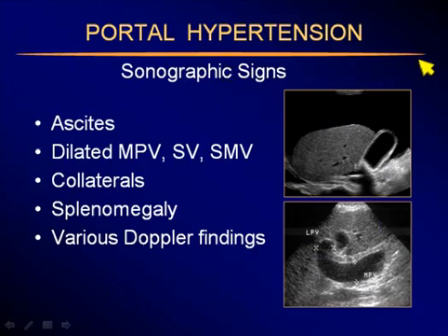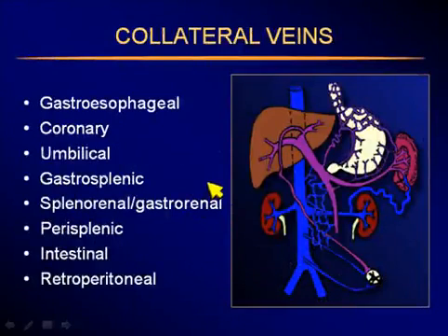The ultrasound findings of portal hypertension include ascites, a dilated main portal vein, splenic vein, or superior mesenteric vein. What is a dilated portal vein? Well, a portal vein bigger than 13 millimeters in diameter we consider dilated. A splenic vein or superior mesenteric vein centrally, when it measures more than 10 millimeters, we consider that dilated. So just a simple measurement. We look for collaterals. Splenomegaly is part of it, and various Doppler findings.